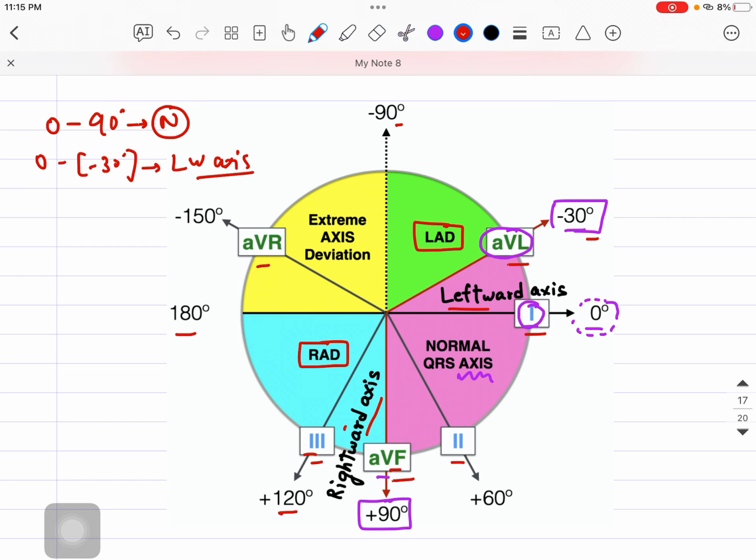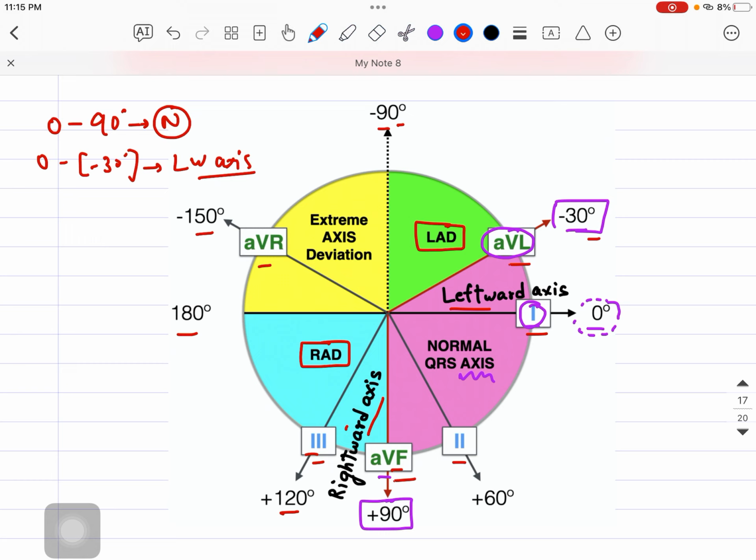And if somebody is falling between minus 90 to minus 150, that is called extreme axis deviation, or some people call that northwest axis deviation. But guys, this is very rare. If you are working in a hospital, in the emergency or casualty, in the ward, or in the critical areas, for example ICU or HDU, hardly will you find people's ECG having the northwest axis deviation or the extreme axis deviation.